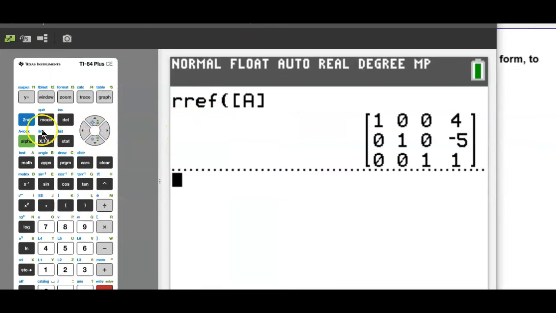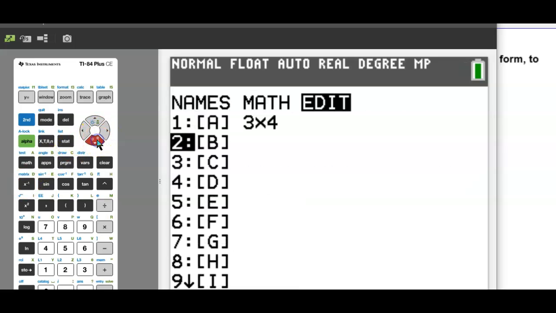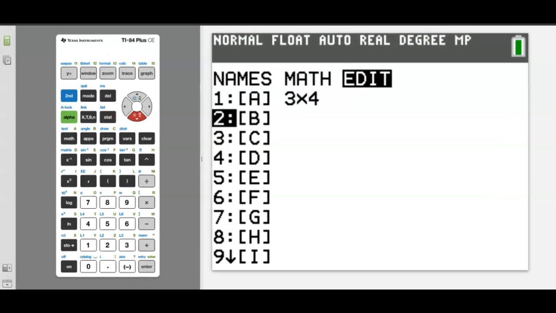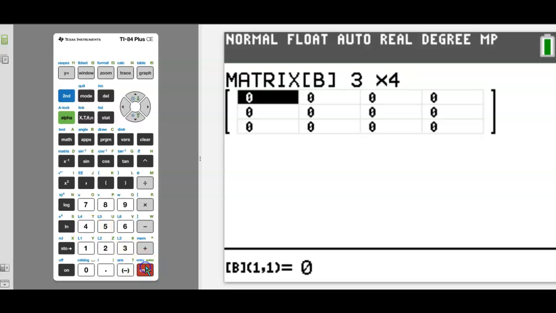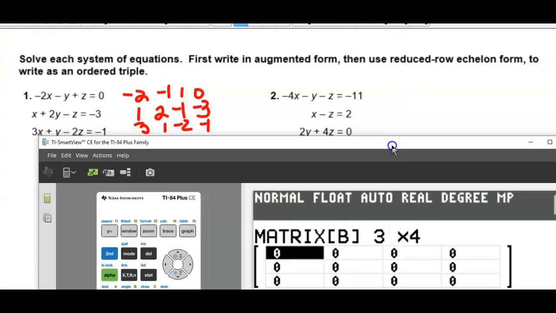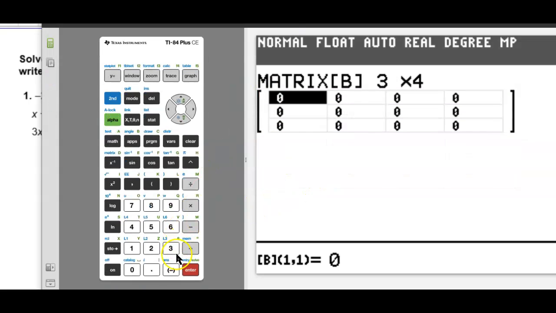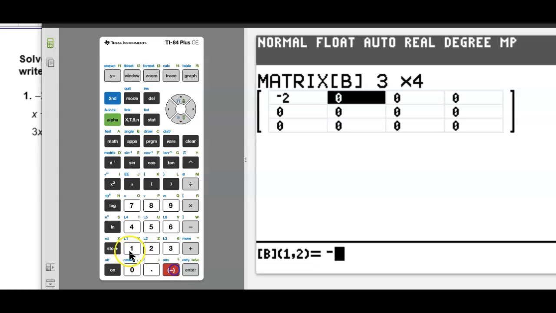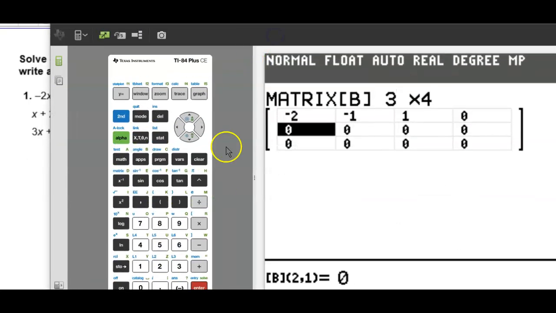All right, I said I would use matrix B this time. So I'm going to go second to the matrix button down here. I'm going to go over to edit. I'm going to go down to B. You certainly don't have to. You can do it right over the top of A. And it would be a 3 by 4 again. Make sure you have enough spots here to enter what you want. All right, this one goes negative 2, negative 1, 1, 0. The next row was 1, 2, negative 1, negative 3.